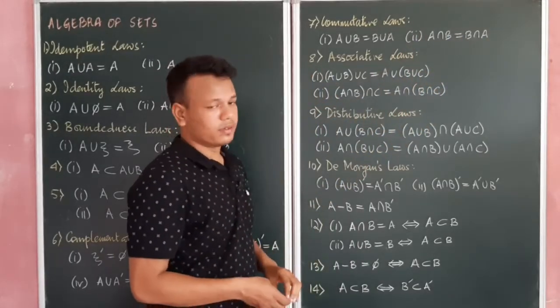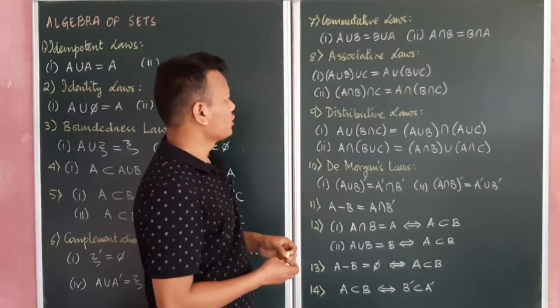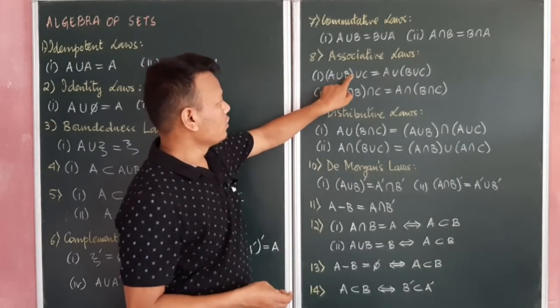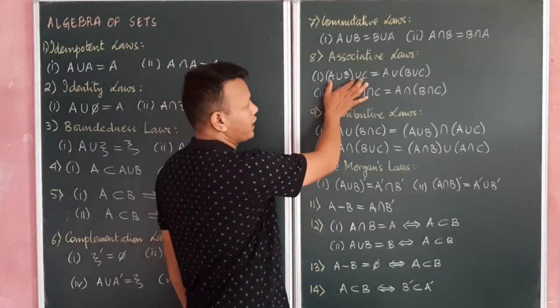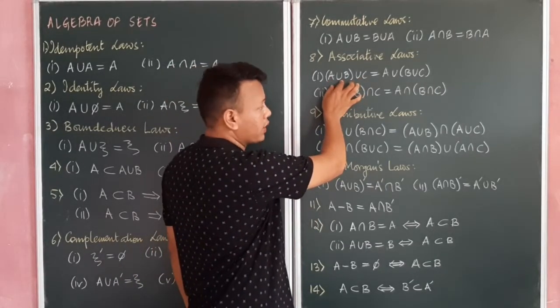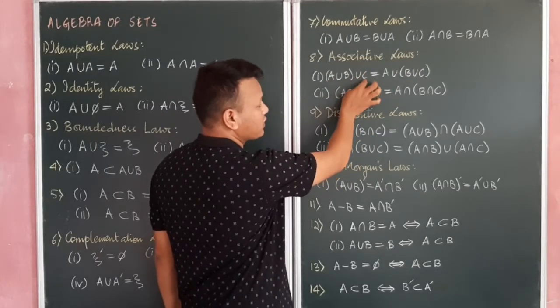Now associative. So in associative we have 3 sets. Alright, so what are the 3 sets? 3 sets are A, B and C. Now choose any two. For example, A and B, take their union, and after that whatever you get, take the union of that set with C.